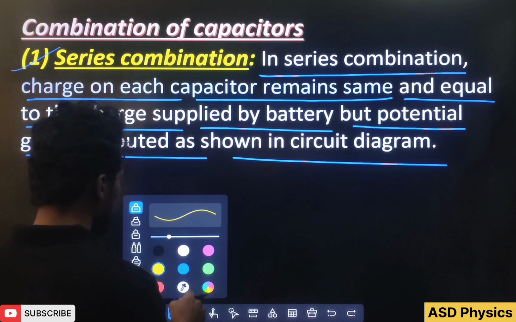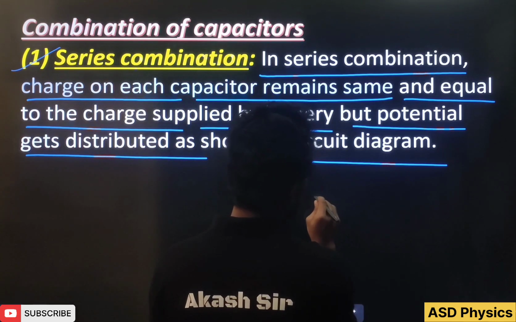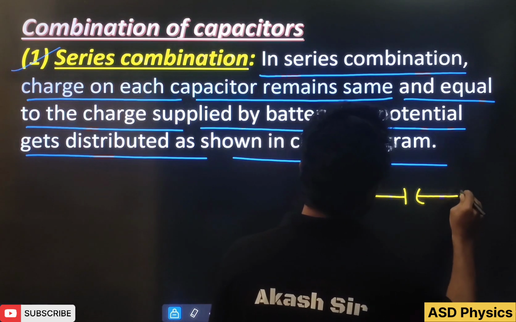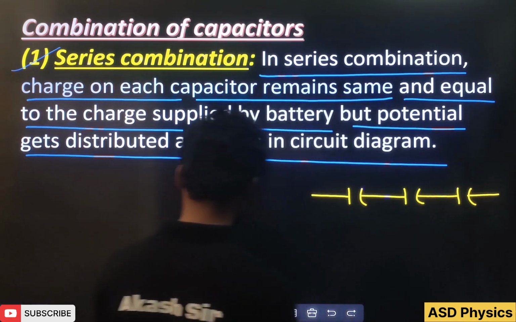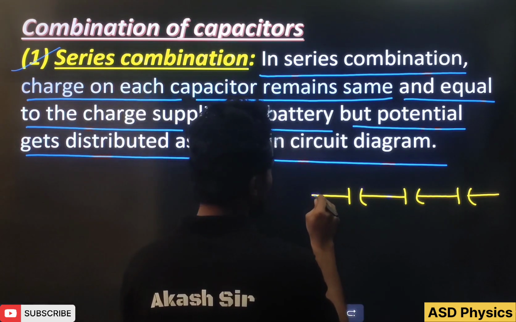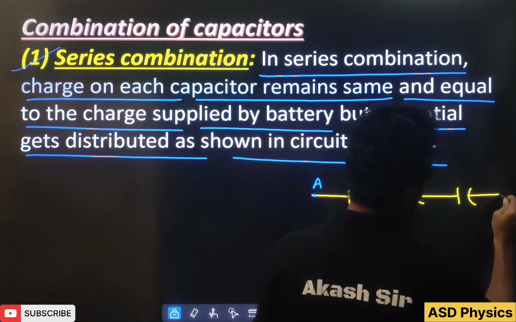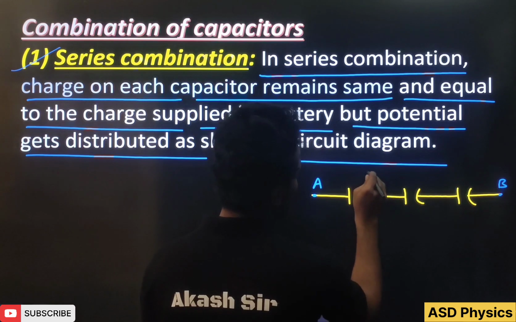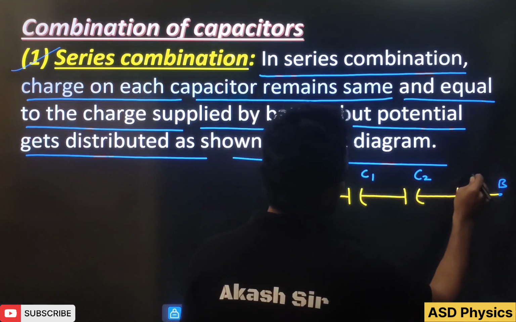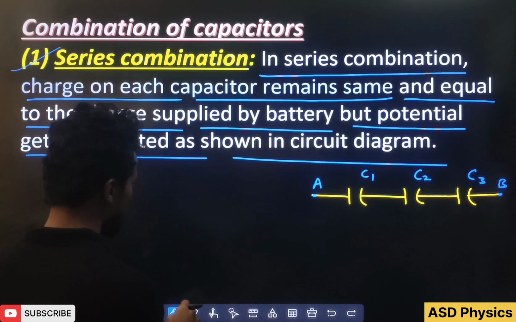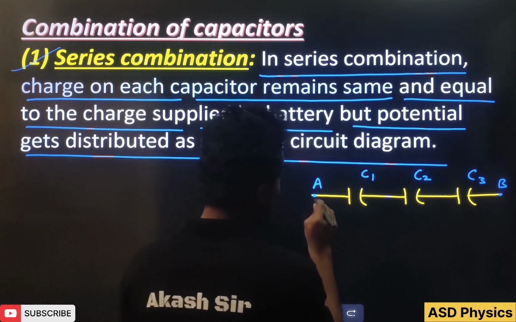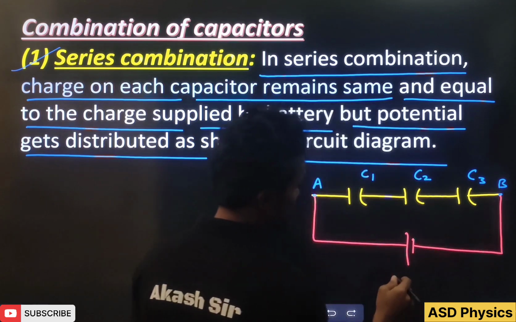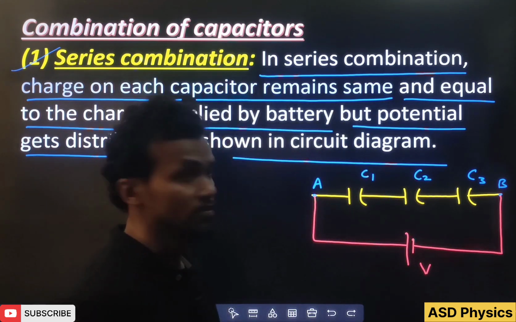Okay, so now we are going to see how to draw the circuit diagram. So students, can you see here please? This is the one capacitor, similarly this is the second capacitor, and after that this is the third capacitor. Let's take here point A, and here point B. The capacitances are C1, C2, C3. And let's take this is connected to a battery. How much potential? V.